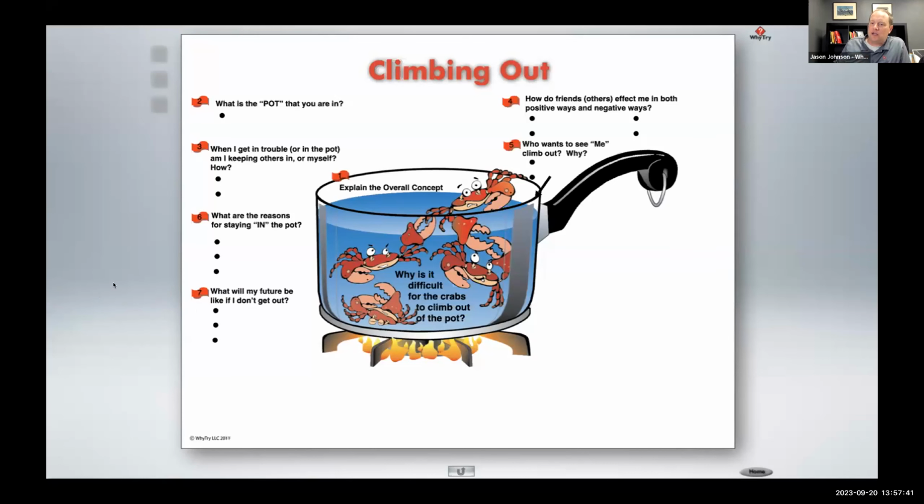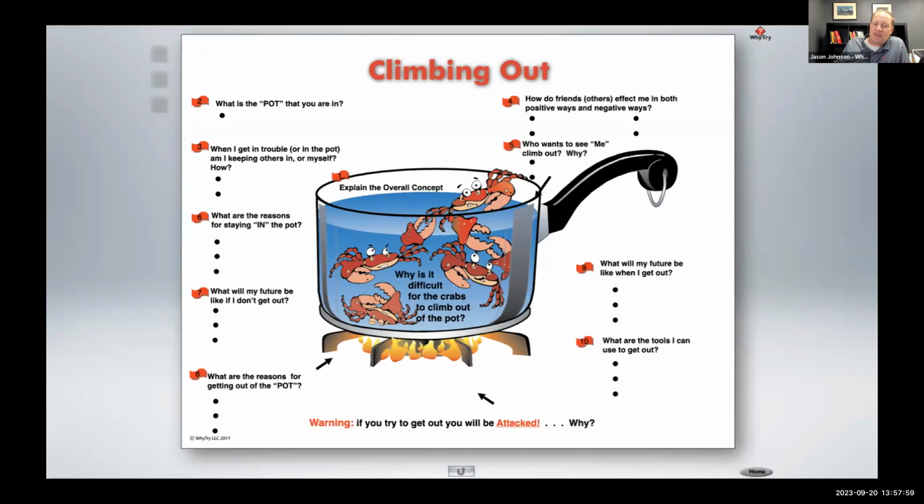So we want to empower kids and have sometimes tough conversations about what that might look like, what that might feel like. But we also want to get to the point of discussing reasons for getting out of the pot, what our future might look like when we get out, what strengths and abilities we have that might help us get out of that. And then also there's this warning. Sometimes if we try to get out of certain pots, we might even be attacked, sometimes by friends or family members that are upset if they see us trying to leave. And so we want to prep our kids, especially our secondary age kids, for this phenomenon that happens.